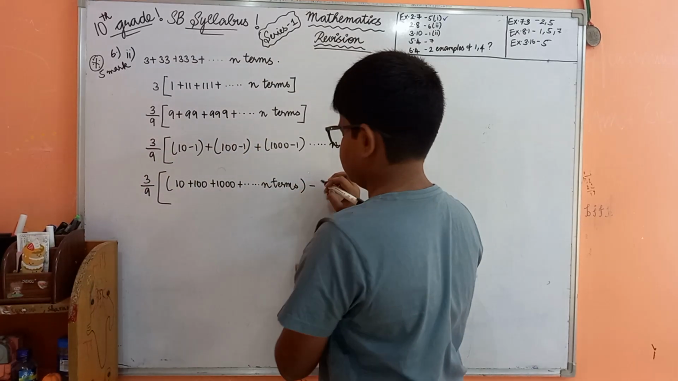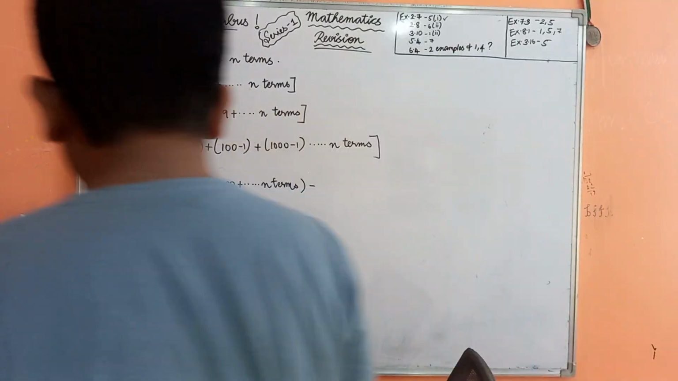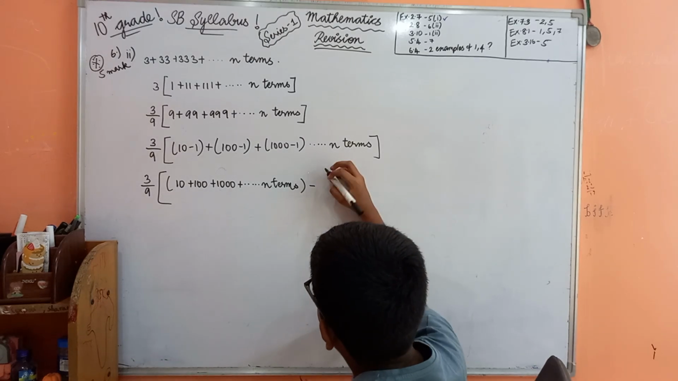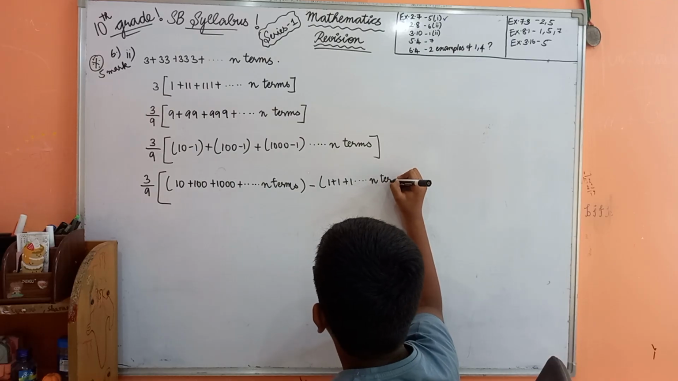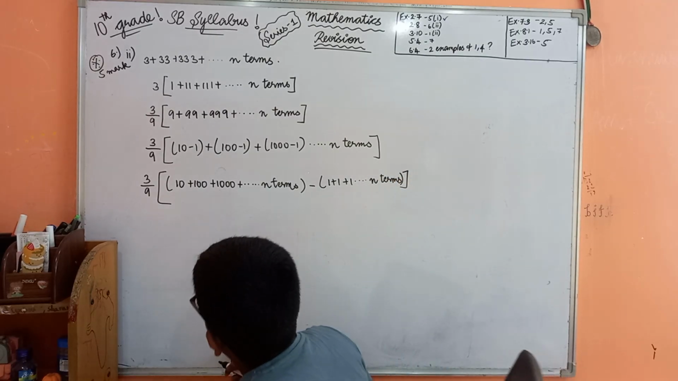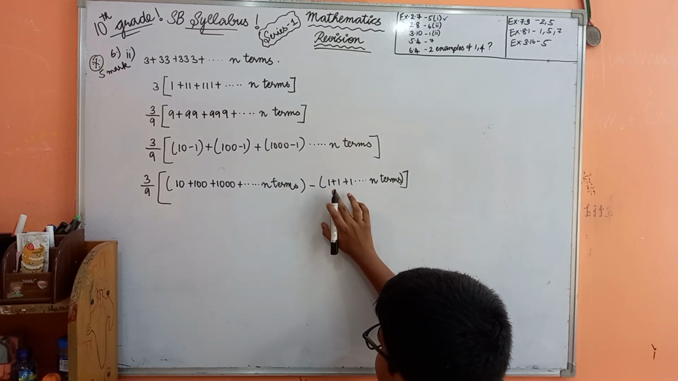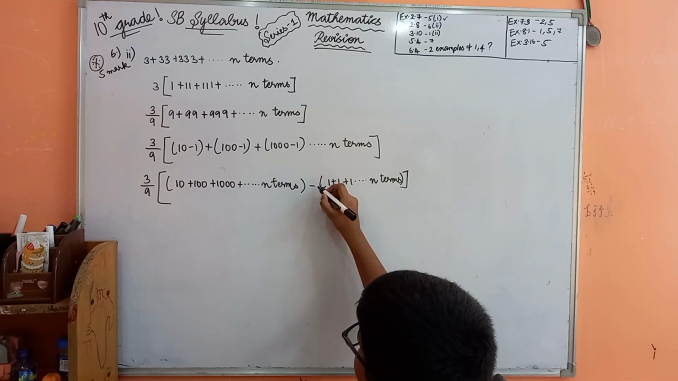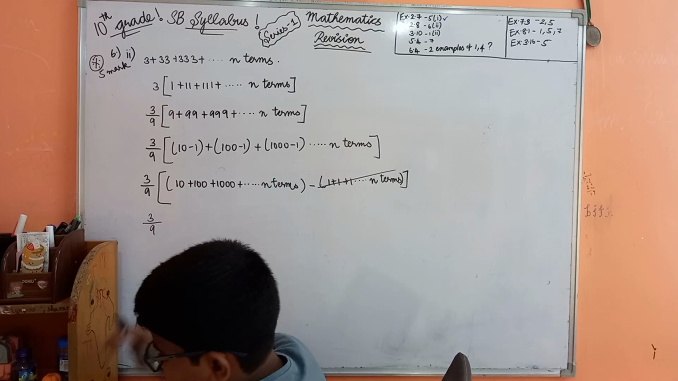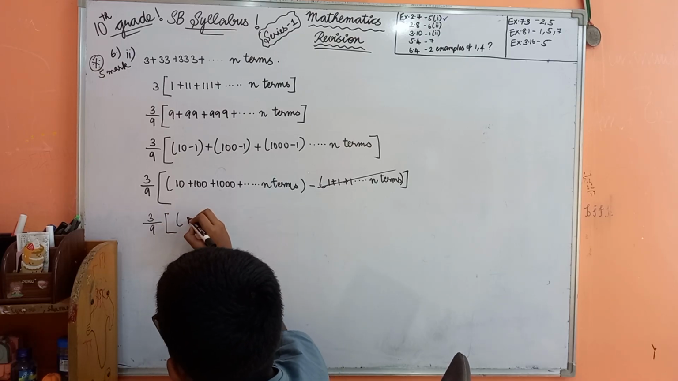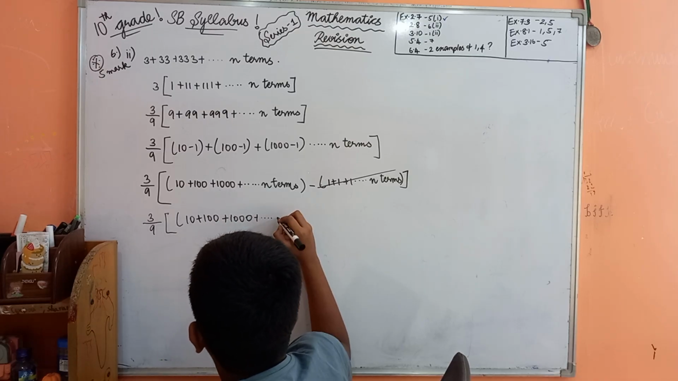Minus, because the minus is common, minus 1 plus 1 plus 1 dot dot dot to n terms. So these all would get cancelled. So we have over here 3 by 9 times 10 plus 100 plus 1000 plus dot dot dot to n terms.